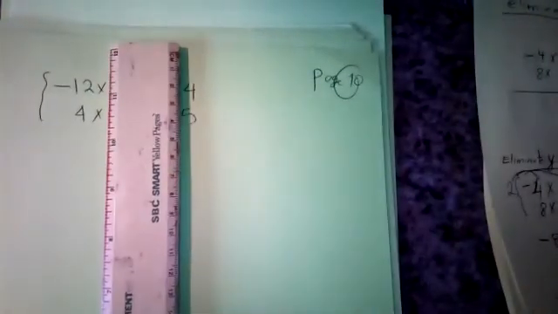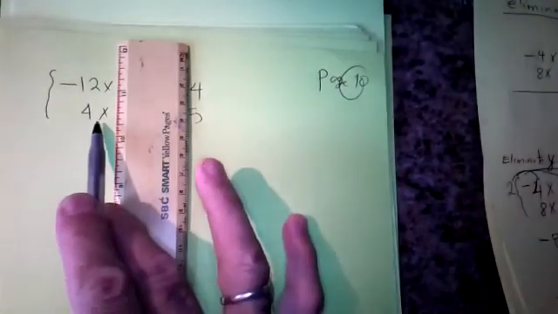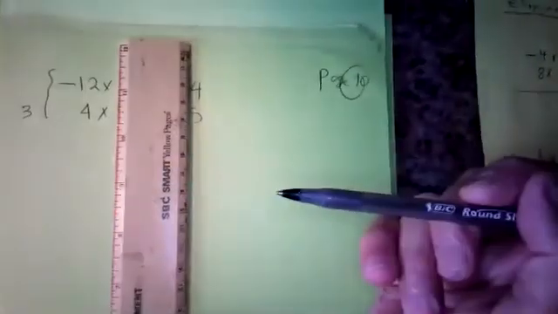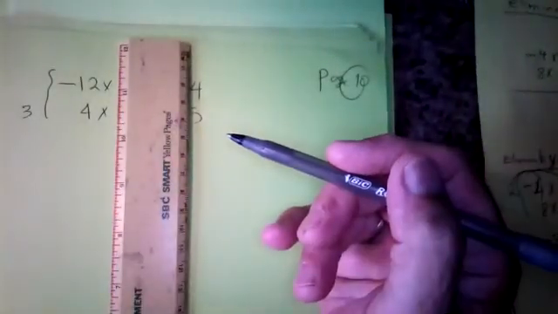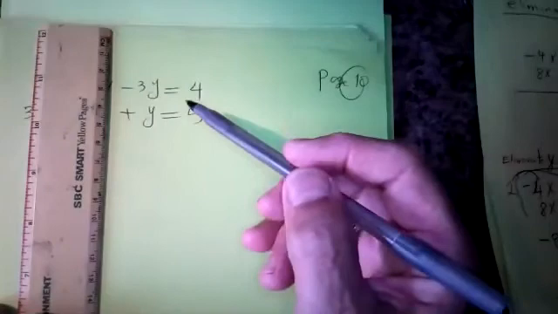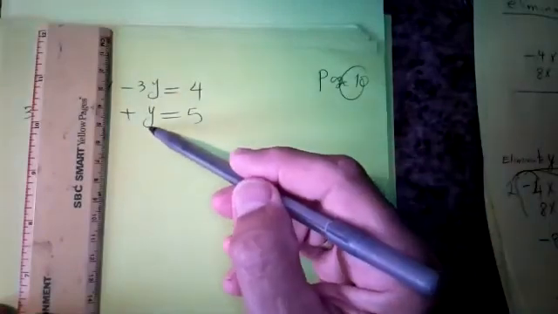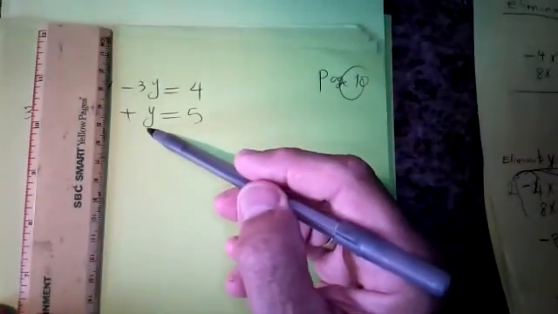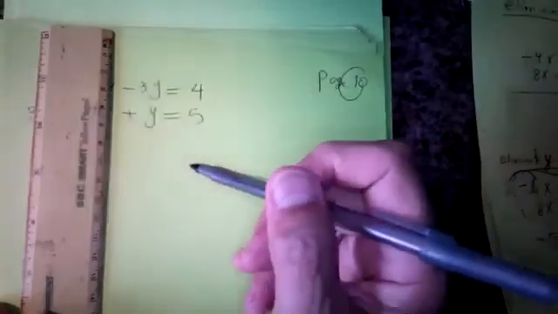Now let's look at this one. On the top I have minus 12, at the bottom I have 4. If I want to eliminate this, all I need to do is multiply the bottom by 3, right? Because that would make it 12. Or if you want to eliminate y, all you need to do is multiply this by 3. So it would be positive 3y and minus 3y cancel. So it's your choice, okay?